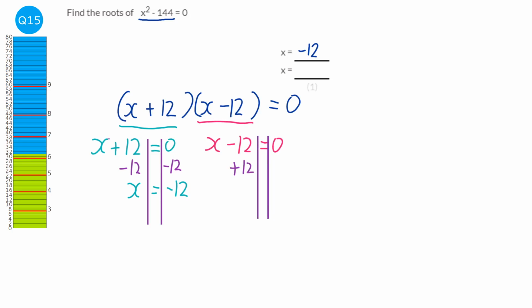So add 12 both sides. You'll notice something about the numbers here, that they are just exactly the same. And that's because when you find a solution, you get the number here and you just change the sign. So that becomes -12 and that becomes +12.